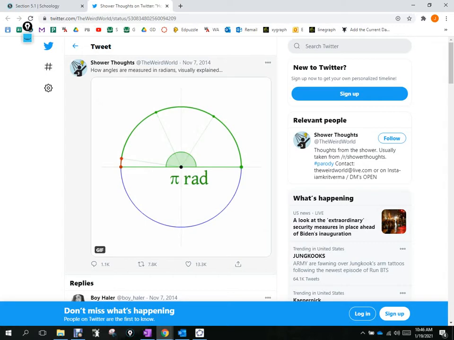Not pi over 3. Pi over 2. So pi over 2, cut 180 to get 90, right? Cut it in half. So to take pi and cut it in half, you get pi over 2, right? So pi over 2 is exactly the same thing as 90 degrees.